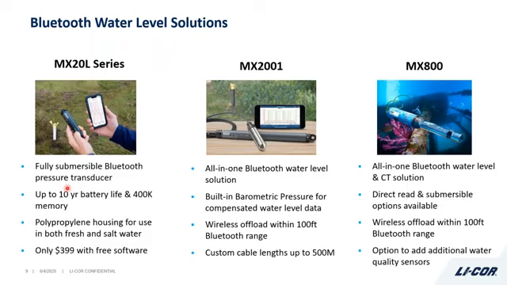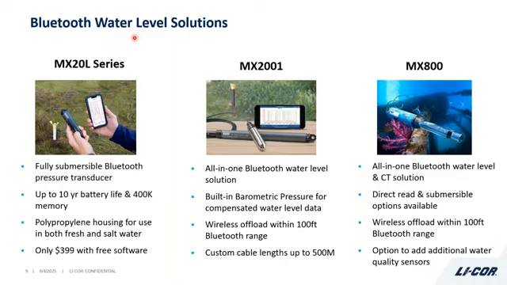So now we have a couple different solutions on the Bluetooth side of things. We just came out with a new one this past year in December, which is the MX20L series logger. So very similar to the U20L, but a Bluetooth version of that. This is a fully submersible Bluetooth pressure transducer that can be utilized the same way as the other ones. You can use an additional one for barometric pressure, but what's great about it is it has that Bluetooth built in. So now you're going to be able to utilize that free HOBO Connect app to configure, deploy, and offload your data while you're on site.